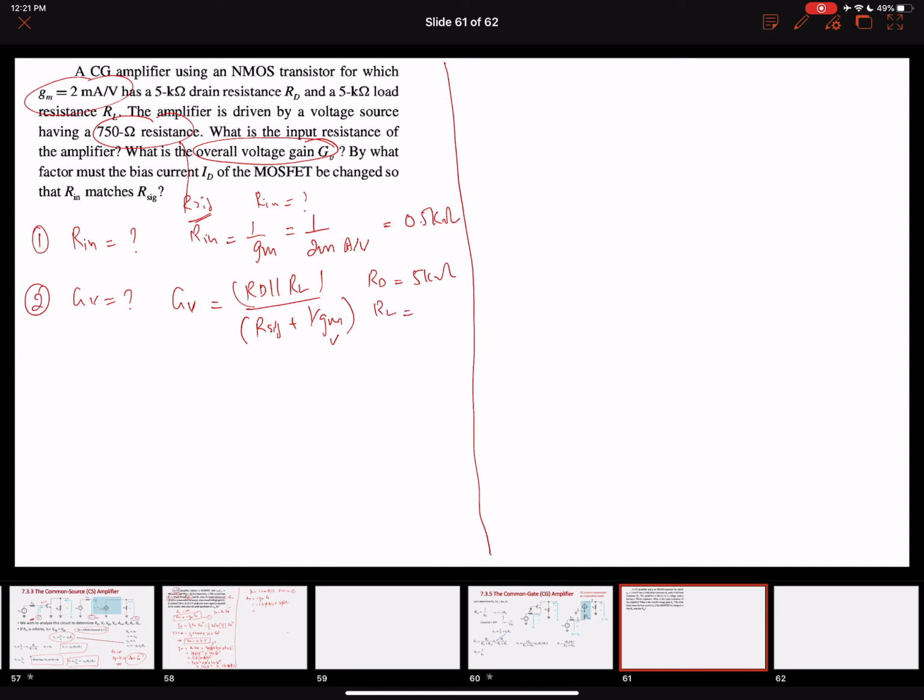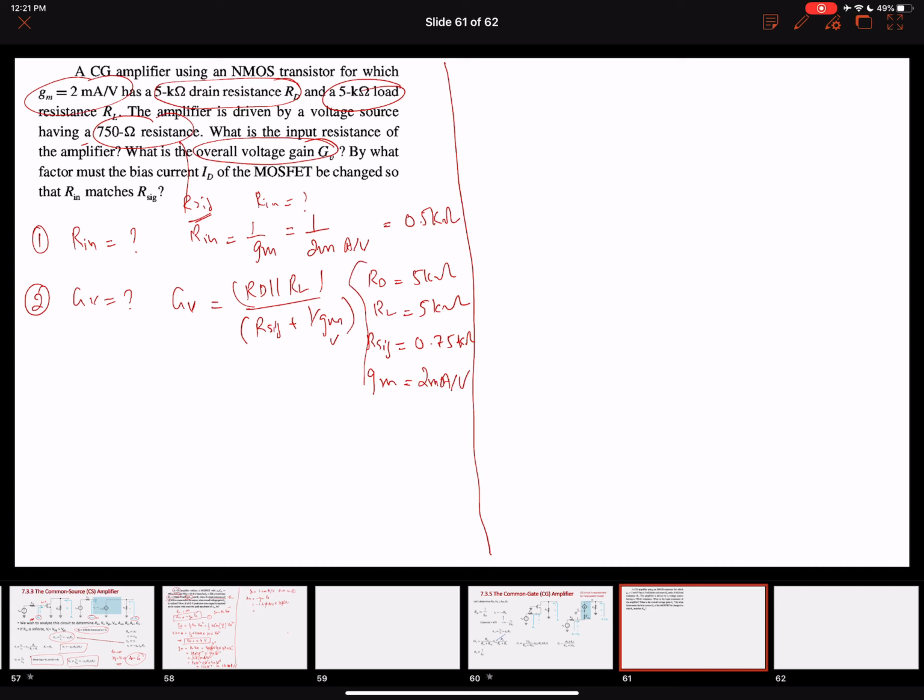What is the value of RL? The load resistance is, yes, both are the same actually. 5 kilo ohms is the load resistance and RD is also 5 kilo ohms. Putting down these two values, our R signal value is equal to 750 ohms, 0.75 kilo ohms, just to keep all the units the same. And then we have a value of GM, which is equal to 2 milliamperes per volt.